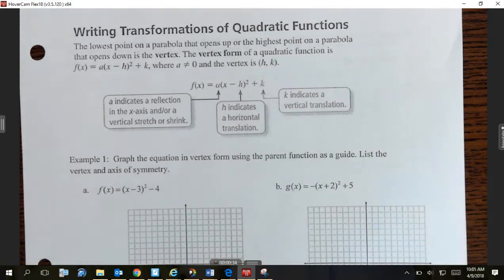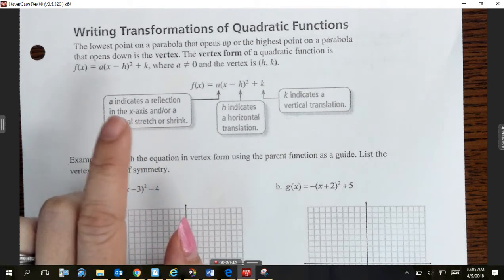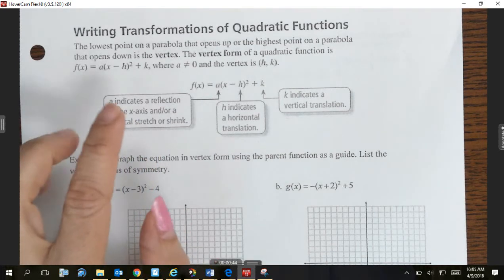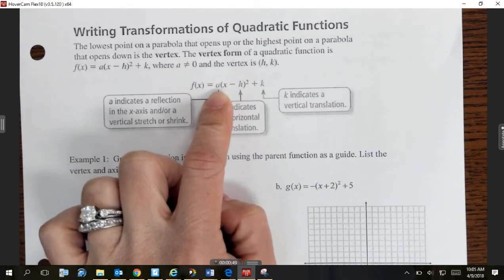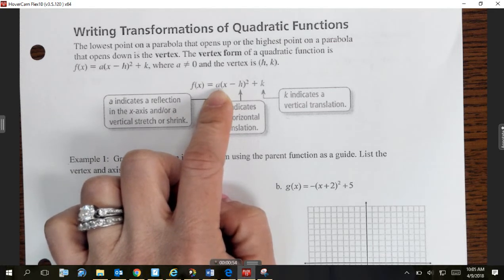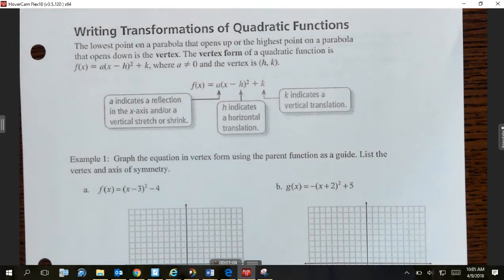It also tells us how wide or how skinny the parabola might be if it has a vertical shrink or a stretch. If there's no vertical shrink, no vertical stretch, and no reflection, what value is that a? 1. And so you won't really see it because we're not going to write it on there. But if it's anything else, if it's a negative, it'll be a reflection, so it'll open down. If it's bigger than 1, it'll be a stretch, so it'll be skinnier. Less than 1, greater than 0, it'll be wider.